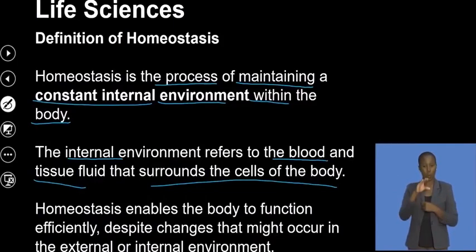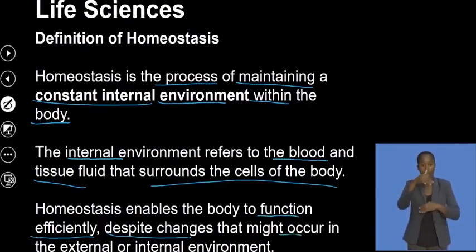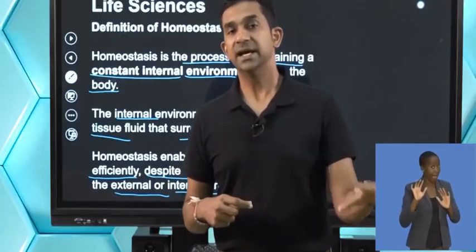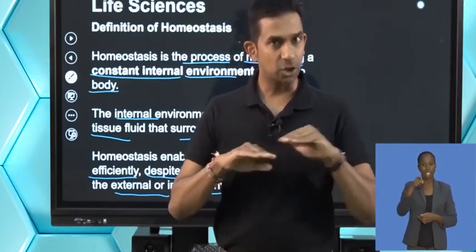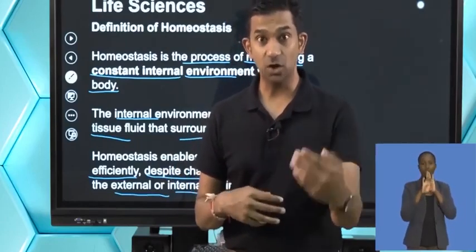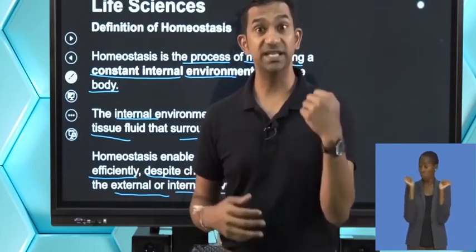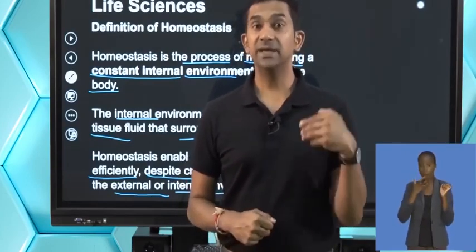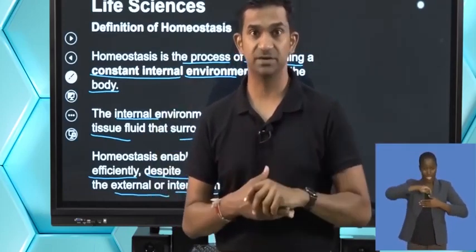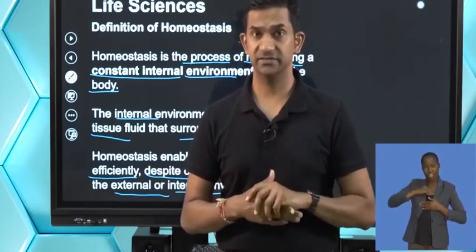Homeostasis enables the body to function efficiently despite changes that might occur in the external or the internal environment. So essentially, homeostasis is a mechanism that keeps the body at a constant level. If it's winter and really cold, your body tends to lose heat. However, in that process, we don't cool down. The body still maintains its core temperature around 36.9, 37 degrees.